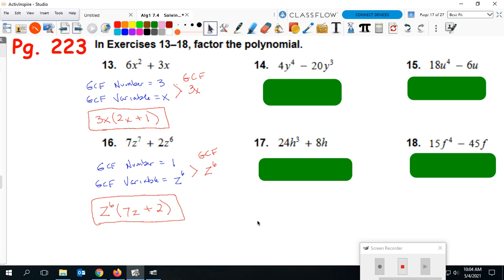All right, so go ahead and pause your video. Try factoring 14, 15, 17, and 18. And then play to see if you're correct.